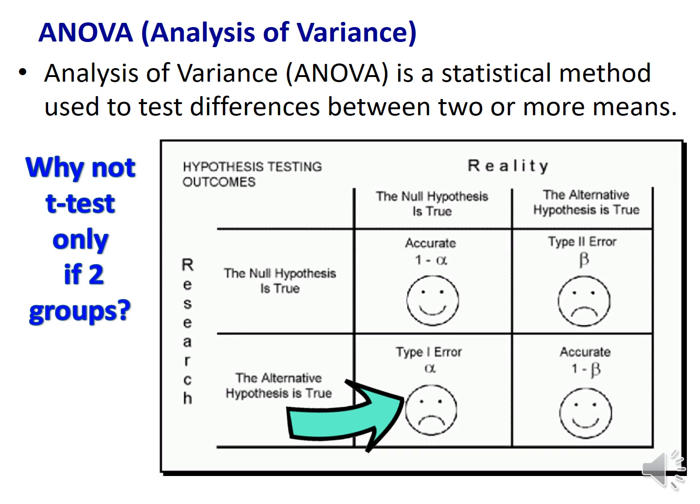Which is why researchers would rather use ANOVA over the t-test even if they are only comparing two groups. So let's try to remember that one.